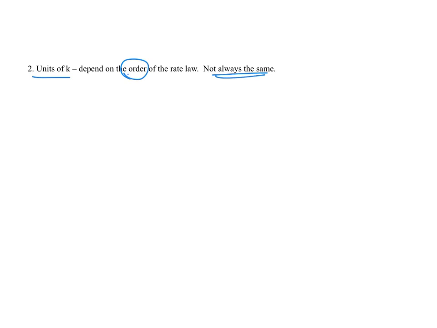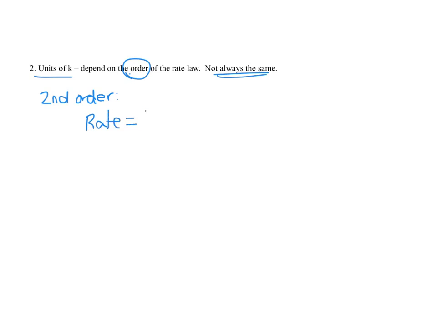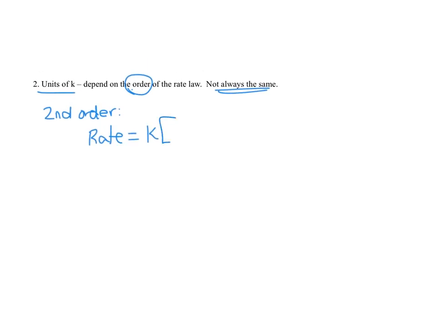So let's do a second order reaction just to see how to figure out these units. So remember that my second order rate law looks like this. Rate equals K times the concentration of A times the concentration of B. So here's how we can do a little unit analysis to figure out what the units for K are. For rate, we're just going to plug in units for everything. So let's remember that rate is molarity per second.